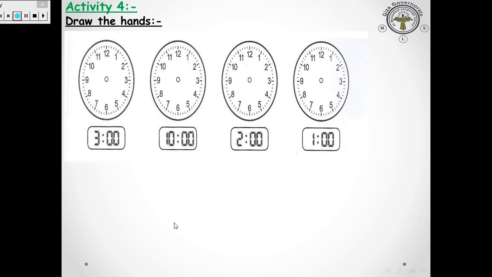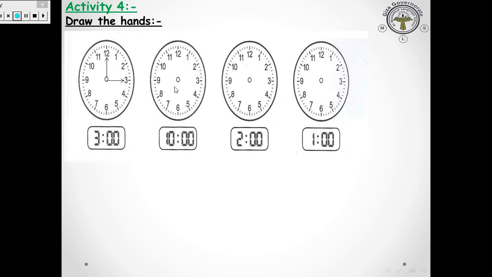Activity 4, draw the hands. This is a digital clock. Picture number 1. It's 3 o'clock. In the analog clock, we draw the short hand pointing to 3 and the long hand pointing to 12. It's 3 o'clock.